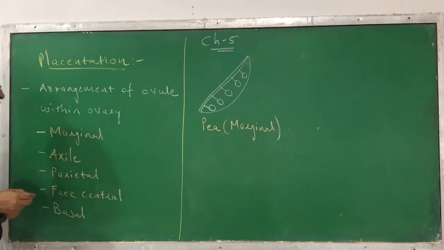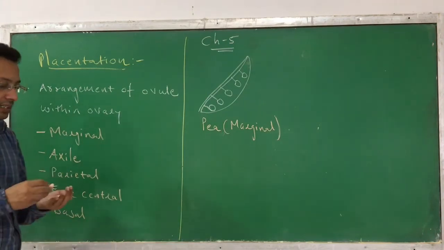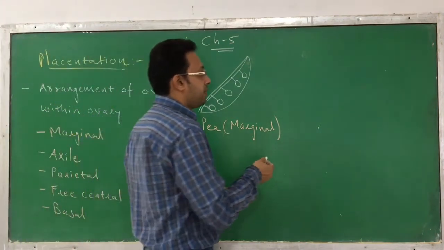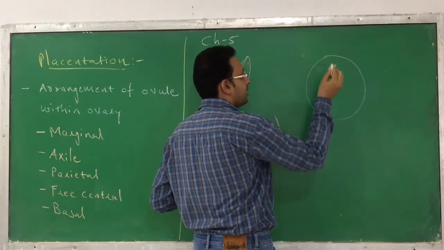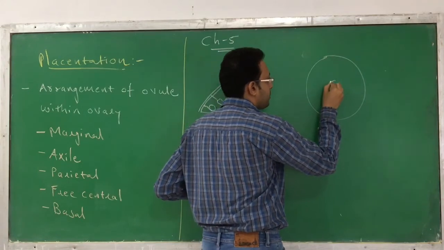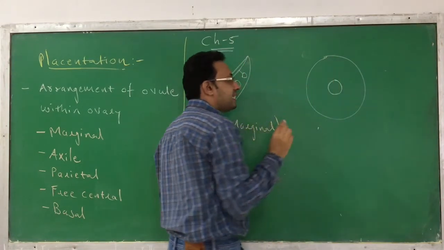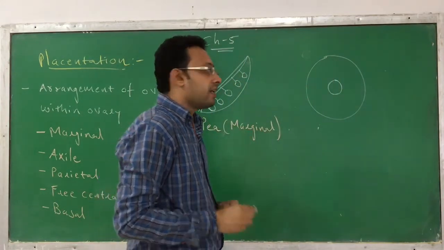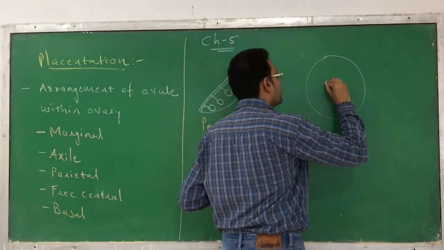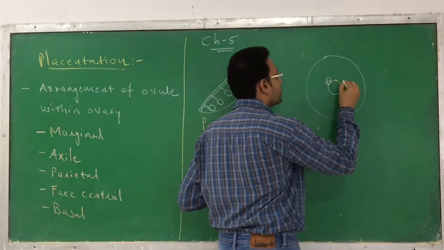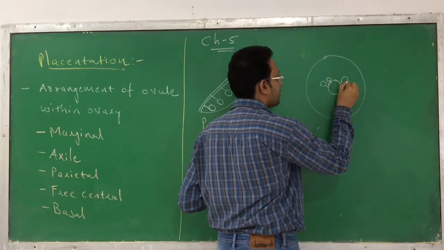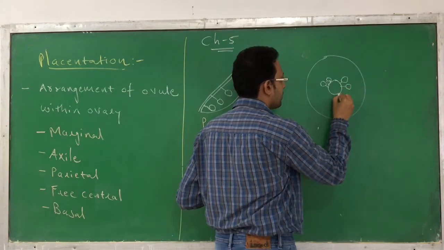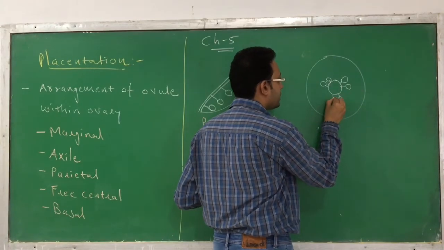The second type of placentation is called axial. So what is axial placentation? In axial placentation, the placenta is present in the center, meaning on the axis. To this, the ovules are going to be arranged. These are the ovules, which I am drawing somewhat bigger. Ovules are going to be attached. Clear?